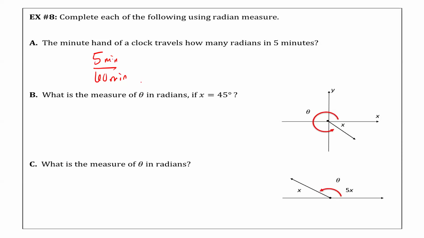So this would equal x out of 2 pi. Does that make sense? A full trip around a circle is what? One full rotation around the circle is 2 pi.